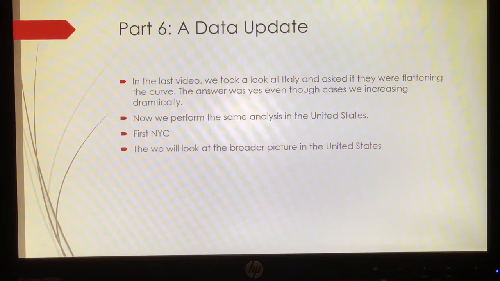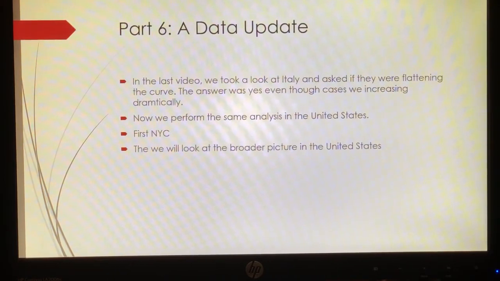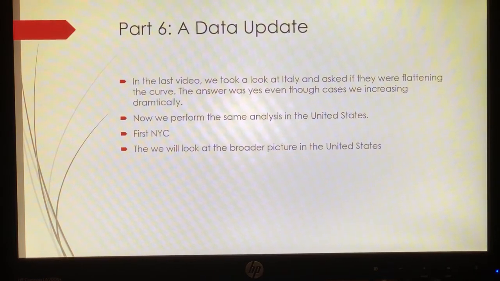So as I said, this is part 6, and what we're going to do here is just take a quick look at the data in the US. If you've been following along with these videos, in the last video I took a look at Italy and asked if they were successfully flattening their curve, and the answer was yes. Even though we saw some pretty large increases in cases, we were able to just look at data in the right way and understand what was going on a little bit better, and understand that they were actually slowing the growth rate of cases just by using some data that's easily available on the web.